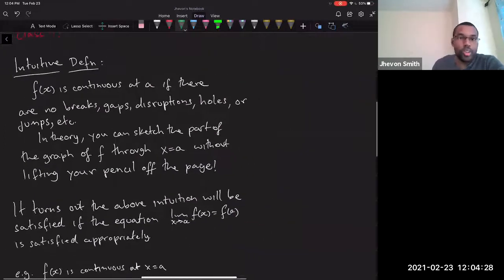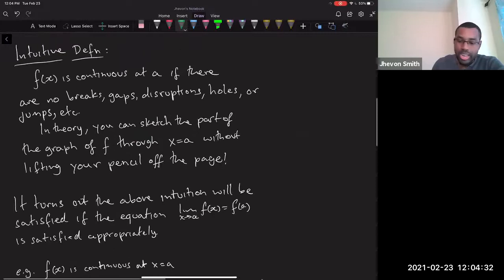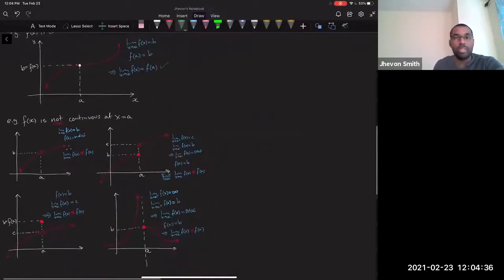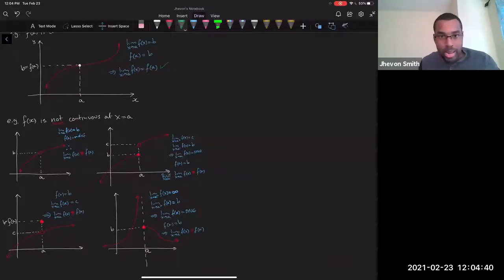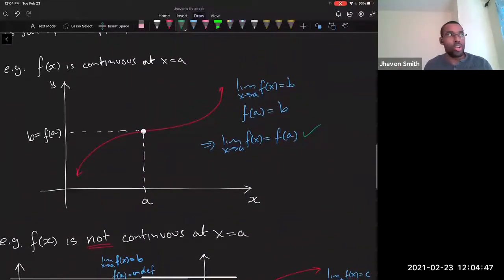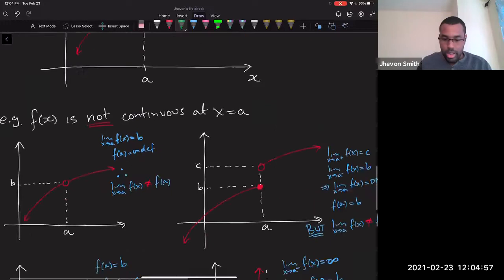You can draw the graph without lifting your pencil off the page. And you can do that if and only if this happens. Every situation you're not able to do that is because that equation did not work. Every situation where you are able to do that, it's because that equation worked, right? So even if we're in a situation where we can't even draw the graph, I don't even know what this thing looks like, by checking this equation, I can know whether or not, in theory, I could have drawn the graph without any disruption, right?